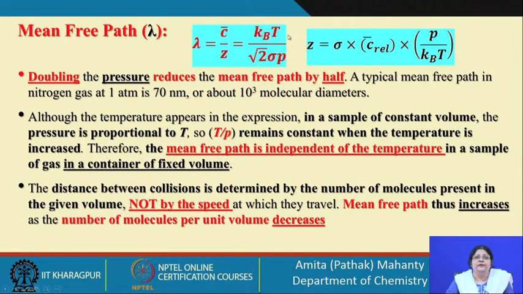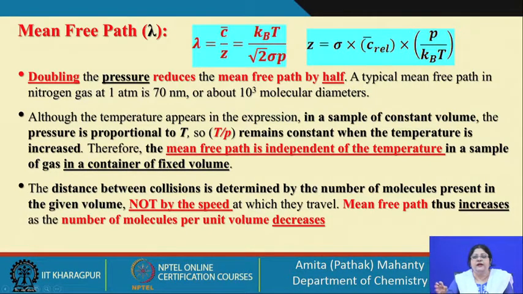If P is proportional to T, that means the change of P by T will not be affecting it, and it will remain a constant. So the mean free path is independent of the temperature for a fixed volume of a container, in spite of the fact that temperature is appearing directly in the numerator. The distance between collisions is determined by the number of molecules present.